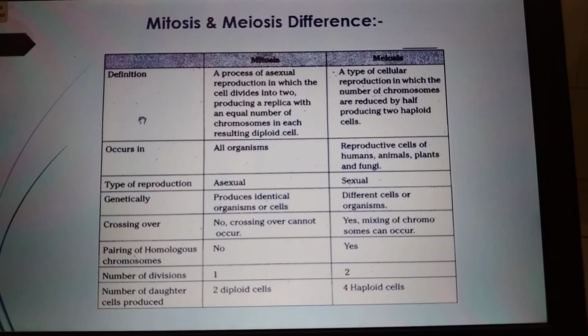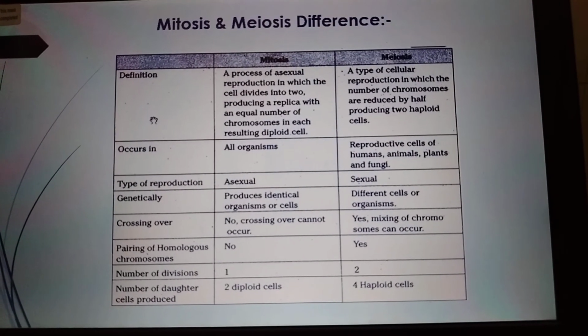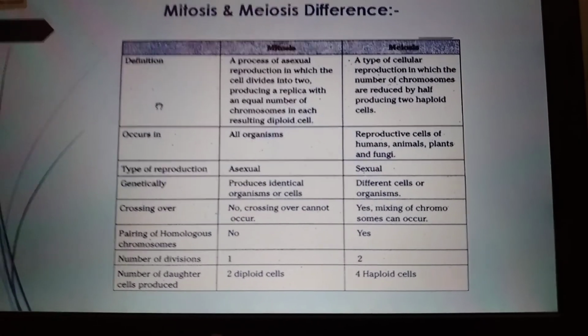Then the number of divisions in mitosis is 1, and for meiosis is 2, and the number of daughter cells produced in mitosis is 2 diploid cells, and in meiosis 4 haploid cells.